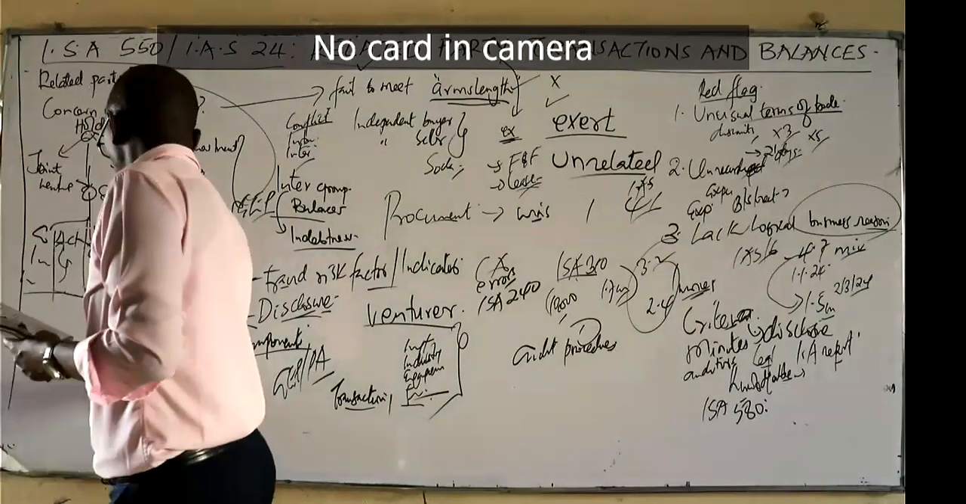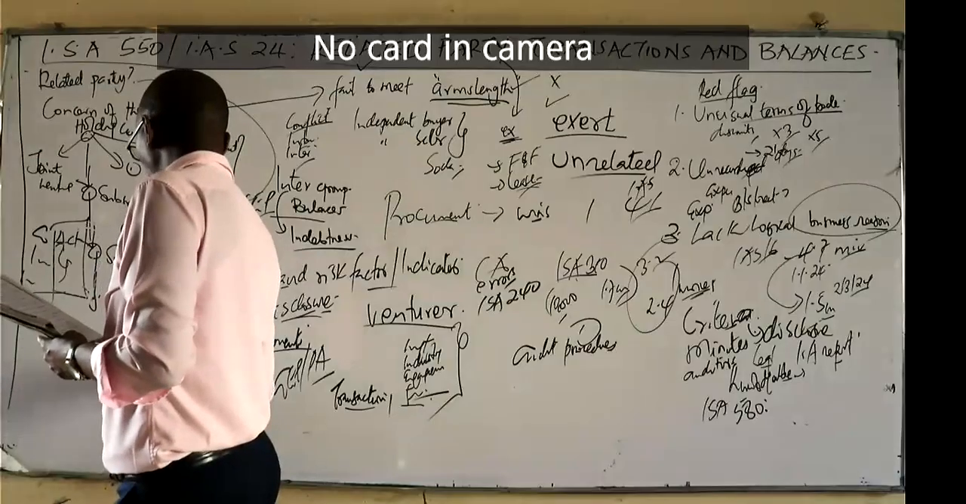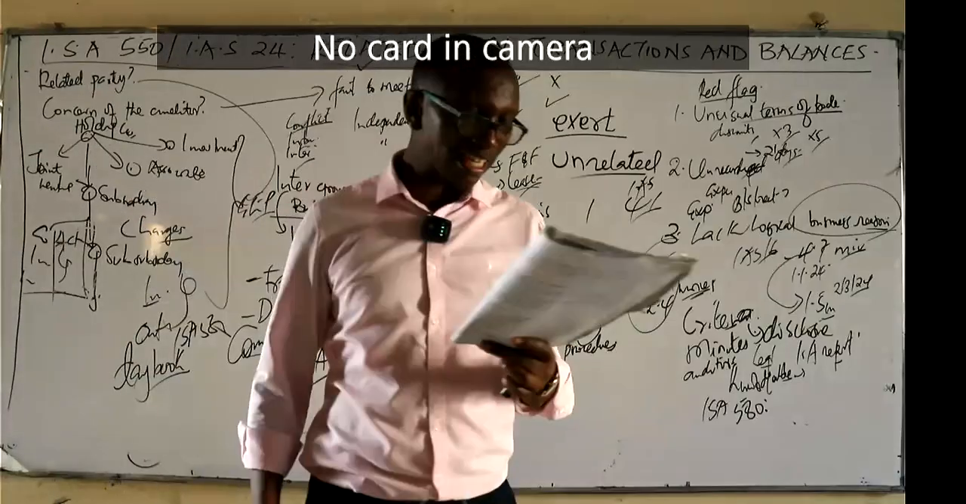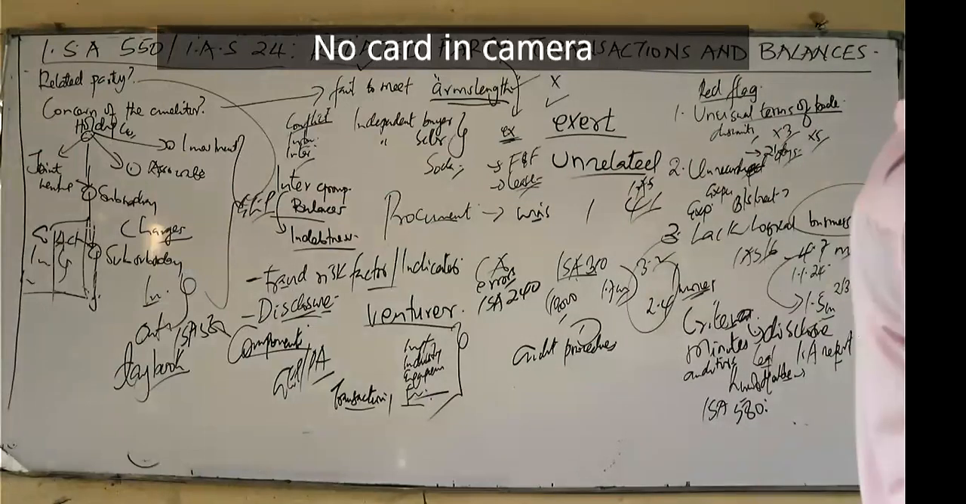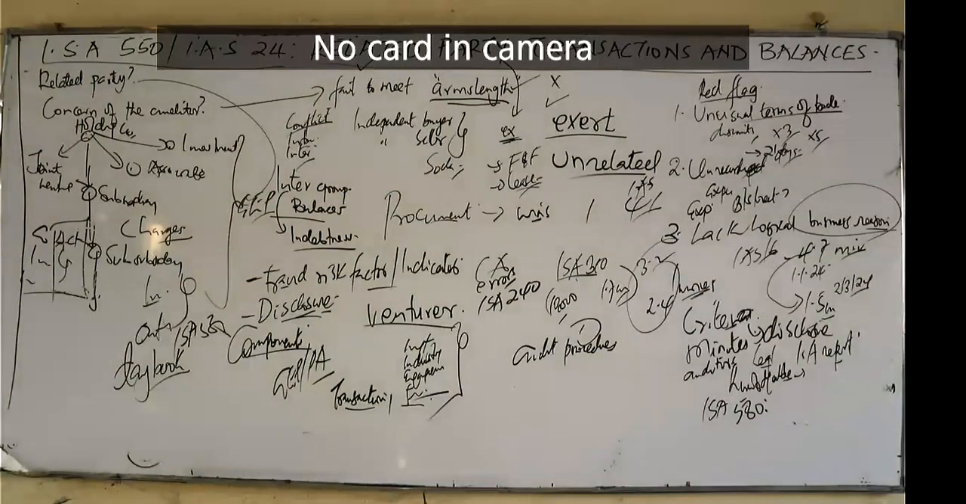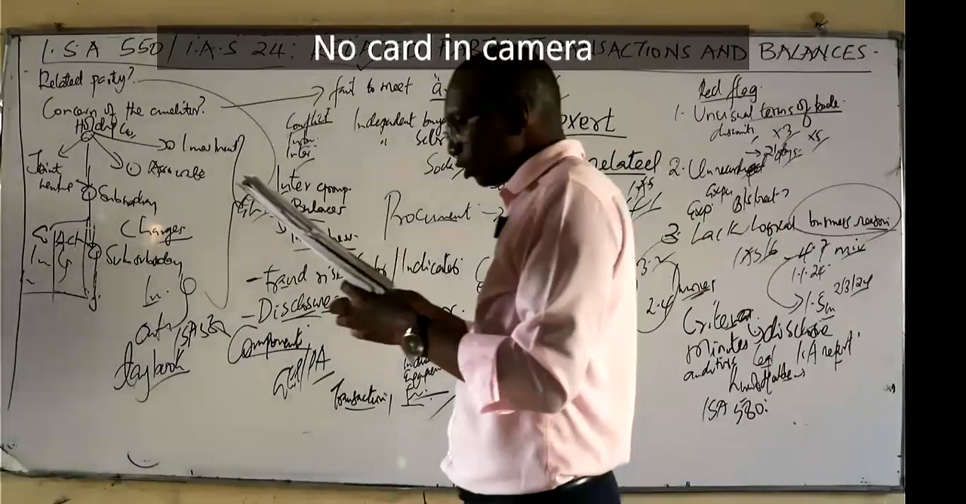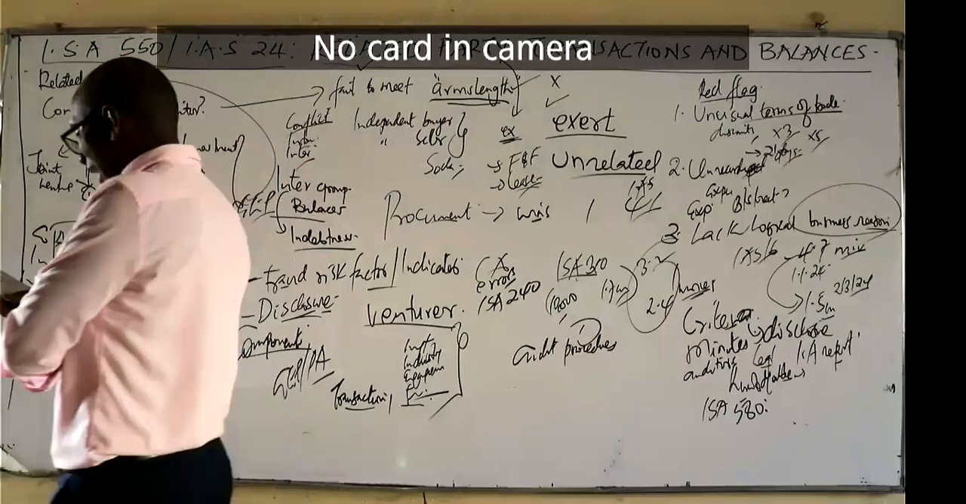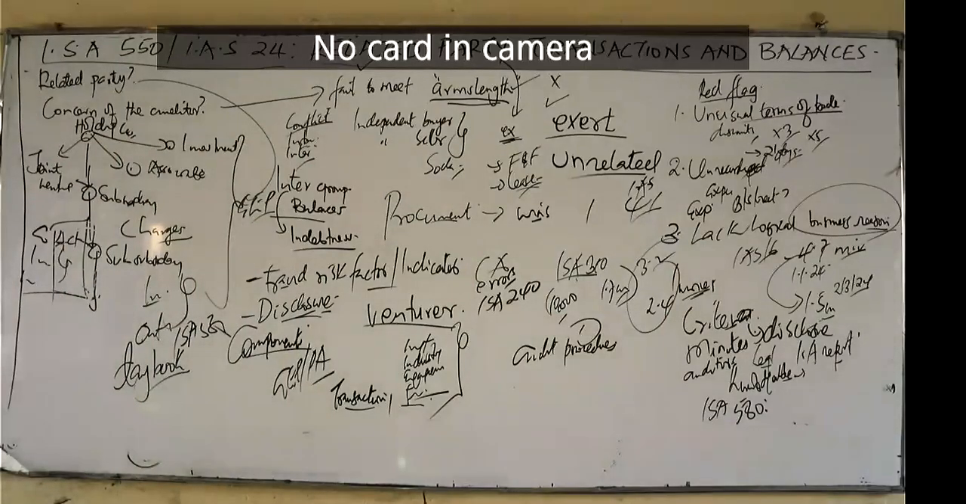Next, examine the books. Day books, these are the books of original entry. Examine the books and journals, looking out for exceptional and unusual transactions.